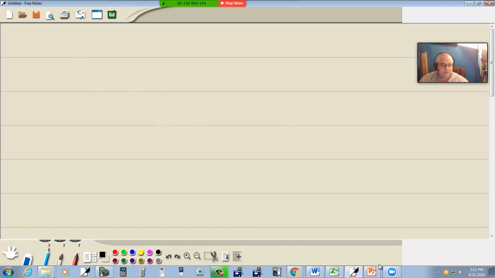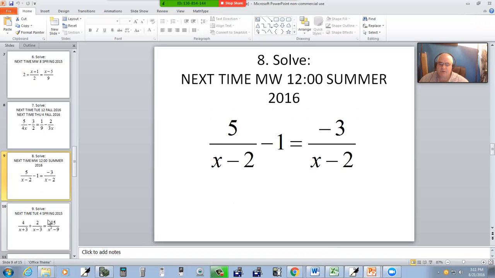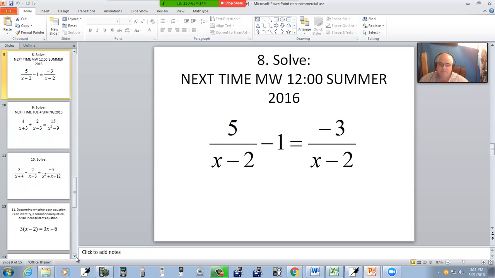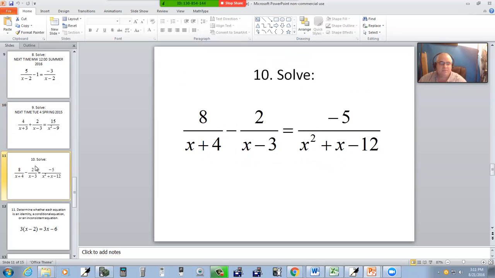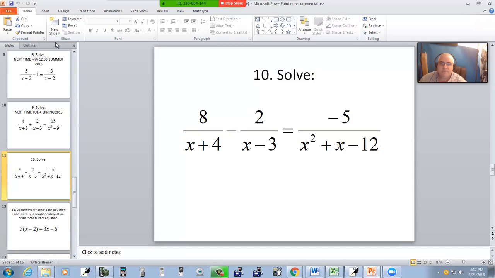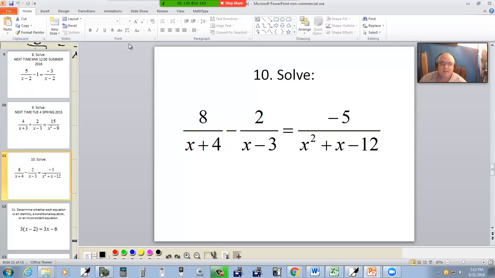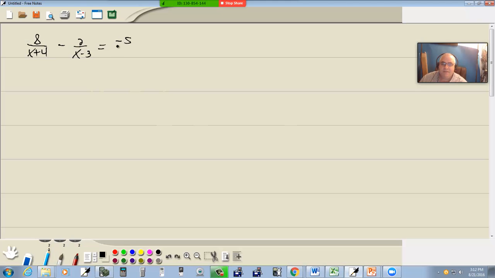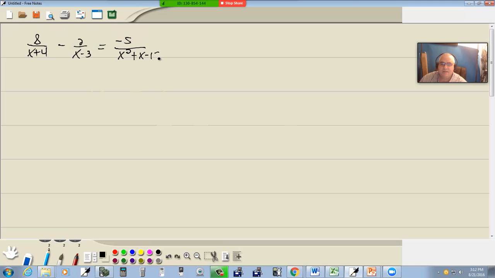Let's see. I can't make these up out of my head, so I'm going to show one of them here. I really don't have time for much beyond that. But let's take a look at this one here. We've got 8 over x plus 4 minus 2 over x minus 3 is equal to negative 5 over x squared plus x minus 12.